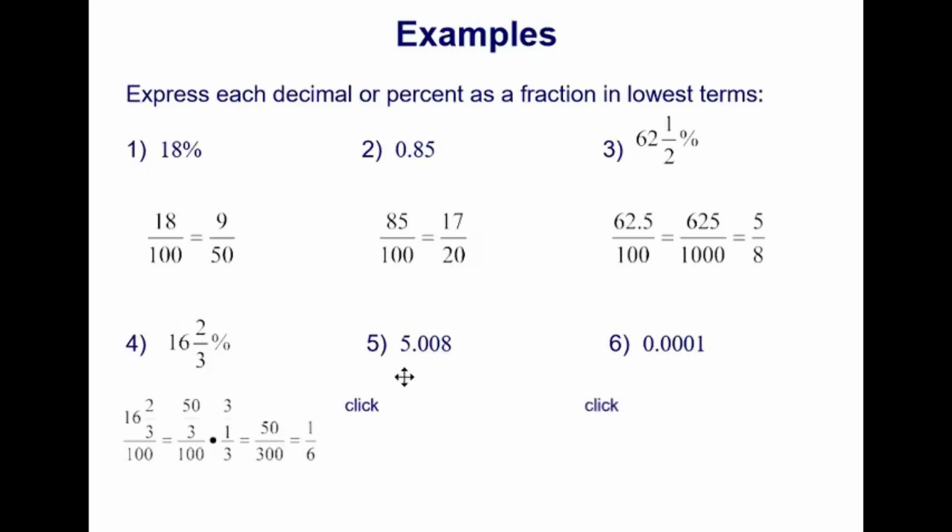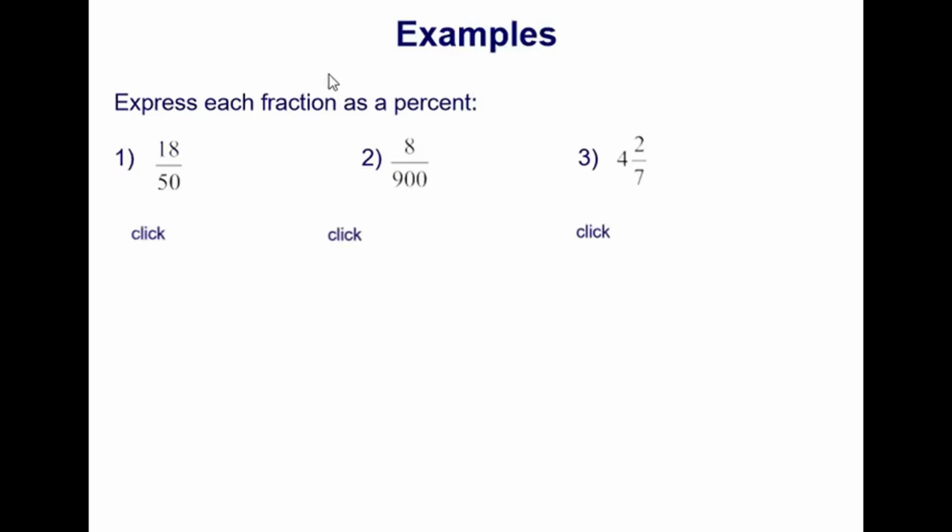Number 5, 5.008. So we have 5 and 8 thousandths, or 5 and 1 over 125 if we divide both top and bottom by 8. And 6, we have 0.0001 or 1/10,000, which is already in lowest terms.